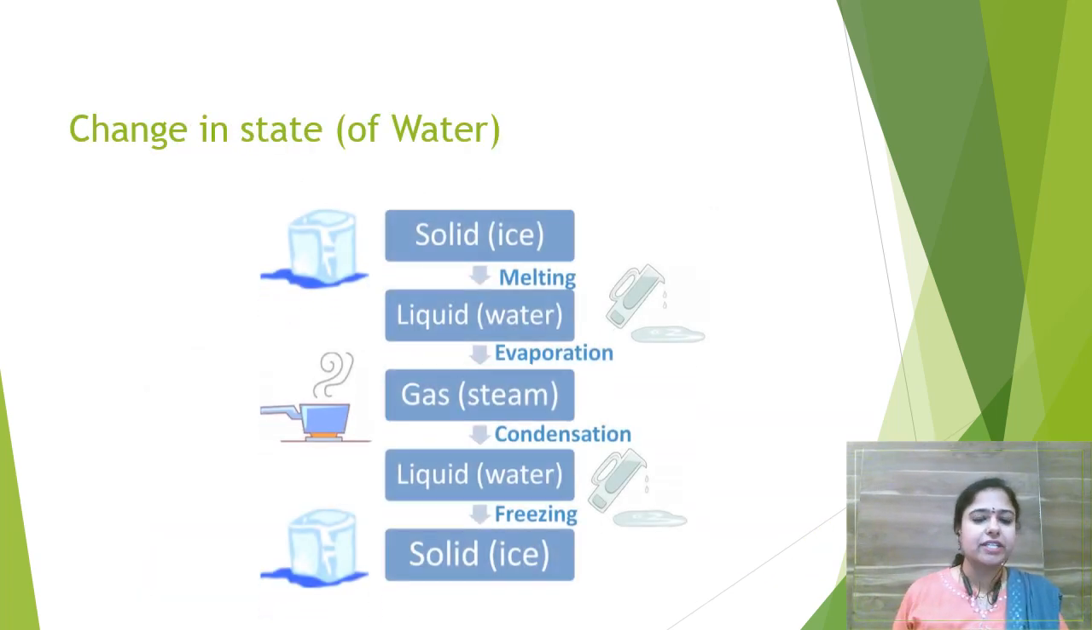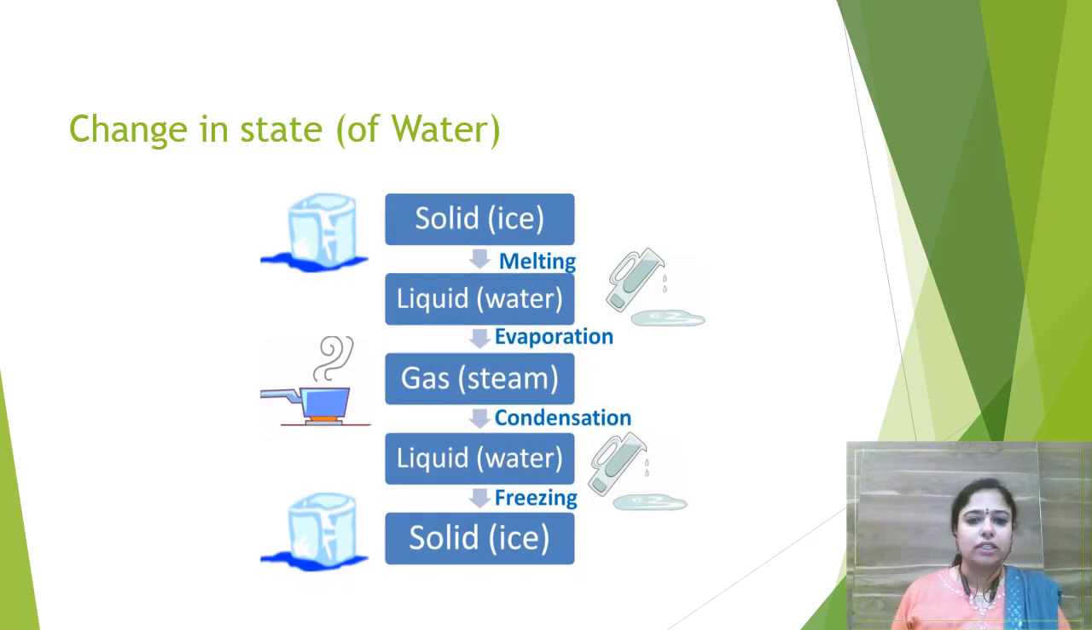You can see the change in states of water here. Water in its solid form, that is ice, changes into water on melting, and water changes into its gaseous form, that is steam or water vapor, by evaporation. Now steam again can be converted back into water by condensation, and water again can be changed back into ice by freezing. So, can we say that these changes are reversible? Yes, all these changes are reversible. That is, change in state is a reversible change.